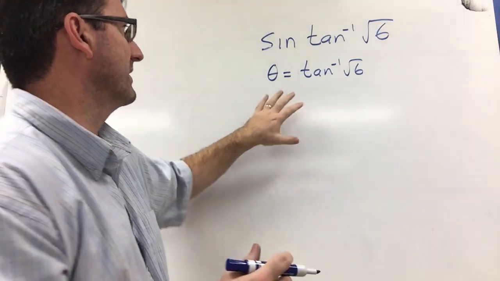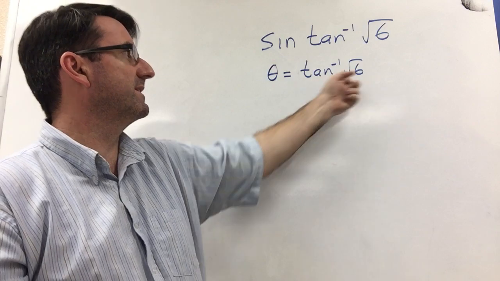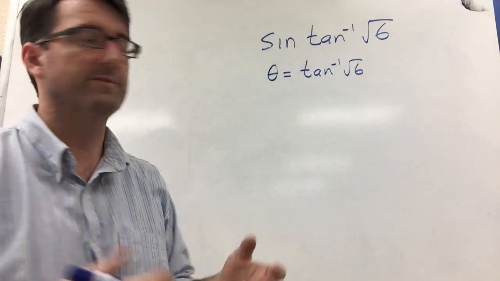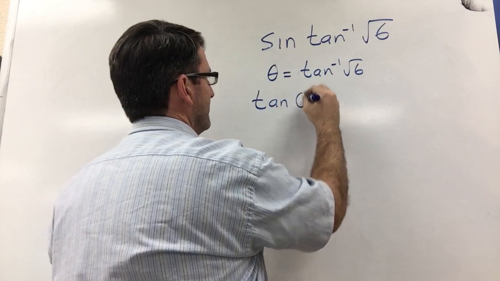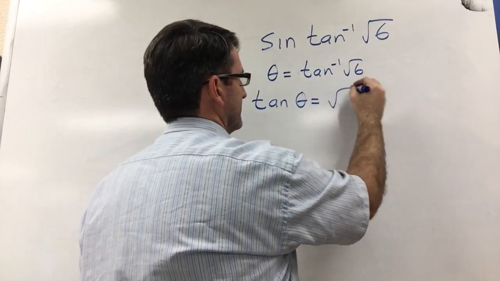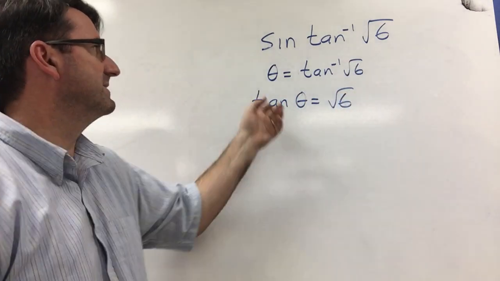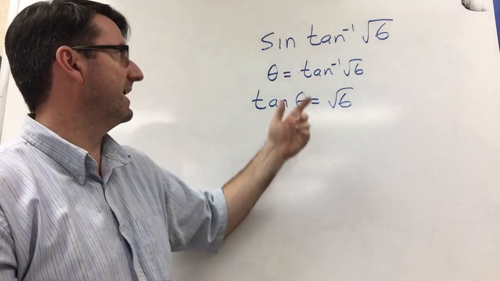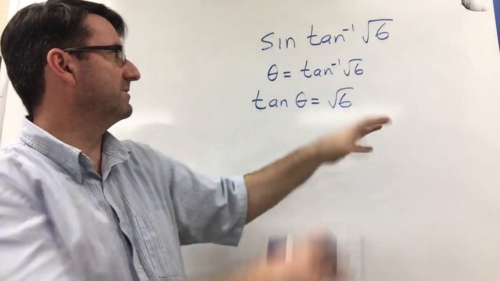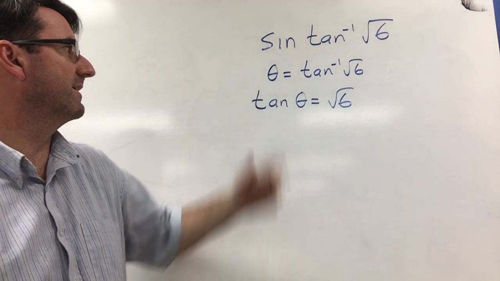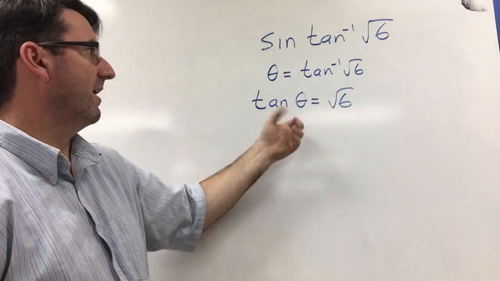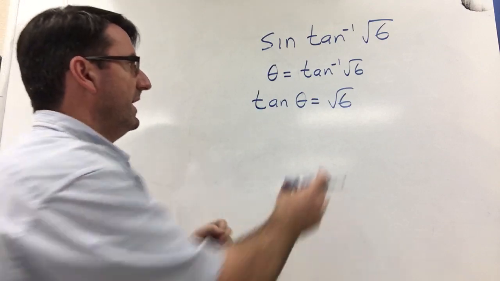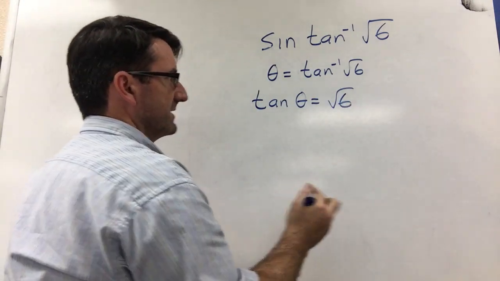And here's how we're going to do that. If theta is equal to the inverse tangent of the square root of 6, that's another way of saying that the tangent of this angle is equal to the square root of 6. And you can see that if you took the tangent of both sides, the tangent of the inverse tangent would cancel out. And over here on the other side, you'd have the tangent of theta. So the tangent of theta, this angle that we're looking for, is equal to the square root of 6.